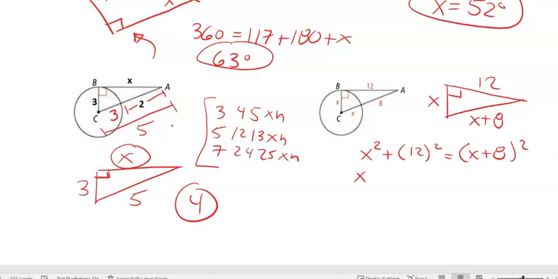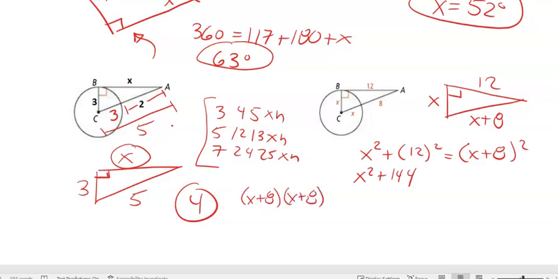The stuff on the left is easy. That's just x squared plus 144. This over here, you are going to be tempted in Algebra 1, in Geometry, in Algebra 2, and in every class, you're always going to be tempted to just distribute this exponent. You're not allowed to do that. You actually have to write it out as x plus 8, x plus 8.